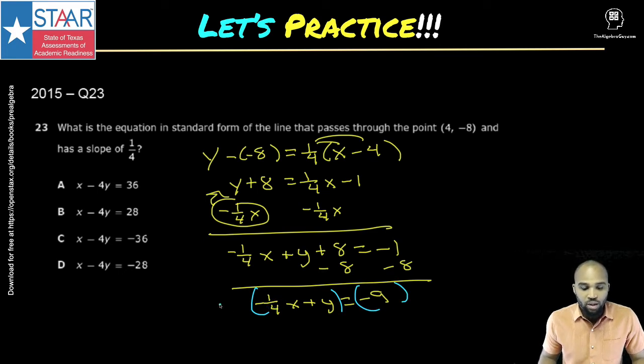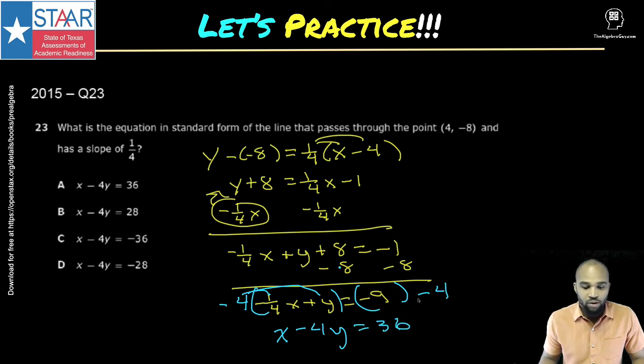So in order to do that, I need to multiply this by -4 because negative times a negative is positive, and 4 divided by 4 is going to give me a 1. So now this becomes an x, and when I distribute here, this becomes a -4y, and I got to multiply that -4 over here too. Negative times a negative is a positive, so this gives me a positive 36.